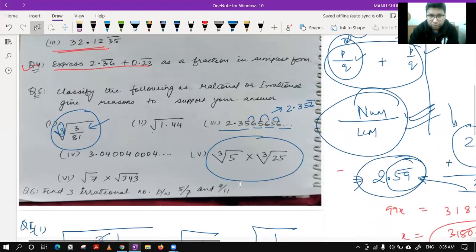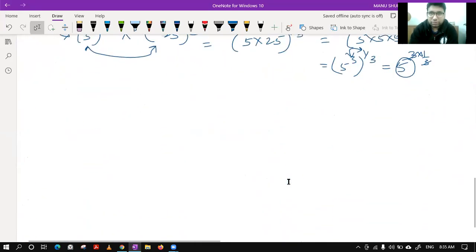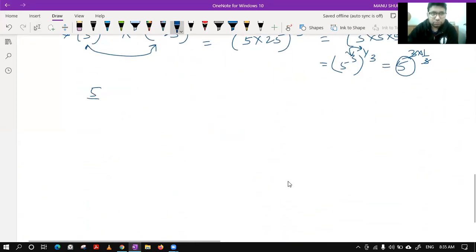Now let's see. Time is almost up. Let's see the last question. Find three irrational numbers between 5 by 7 and 9 by 11. I have told you to find irrational numbers. The best way is to find the decimal expansion. Class, to find the irrational numbers, the best way is to find the decimal expansion. Yes, Vaishnav, we will do. So 5 by 7 and 9 by 11.